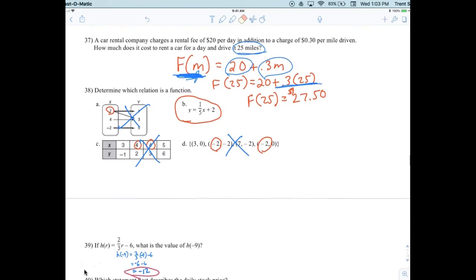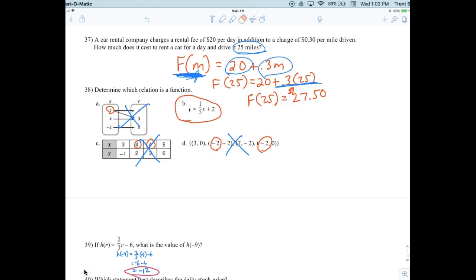37 I thought was pretty easy. I just wrote it in some kind of a functional notation. All right, you don't have to do that because they just want to know what the answer is. How much money will it cost if you drive 25 miles? It's 30 cents per mile. There's a $20 charge per day. Everybody good with this?